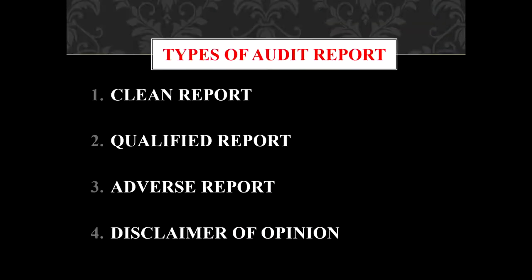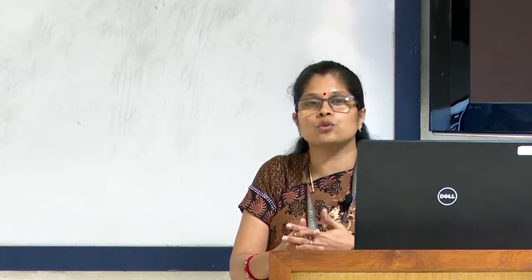Then when we come to the various types of audit report, there are 4 types. The first type is the clean audit report, second is the qualified audit report, third is the adverse audit report, and the fourth is the disclaimer of opinion. As these are the 4 types of audit report, similarly in each report we mention the type of opinion.